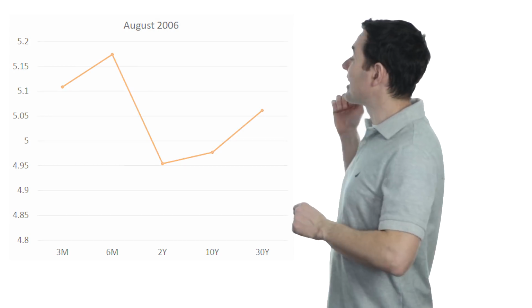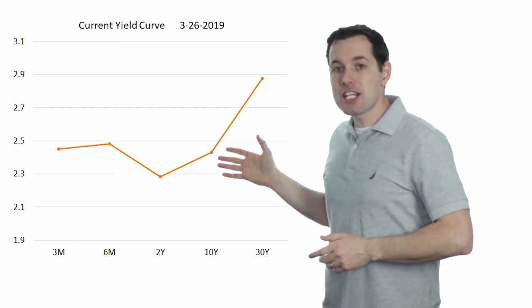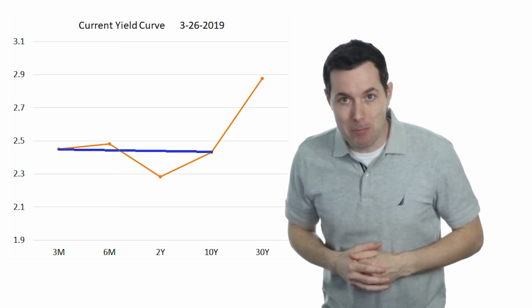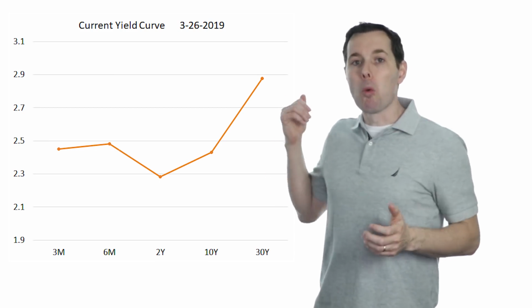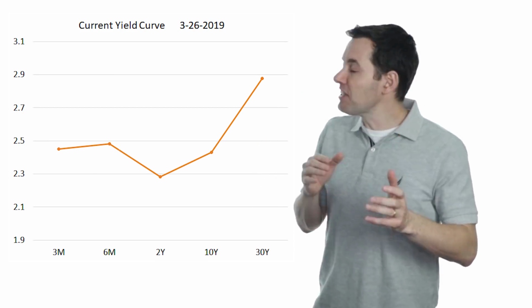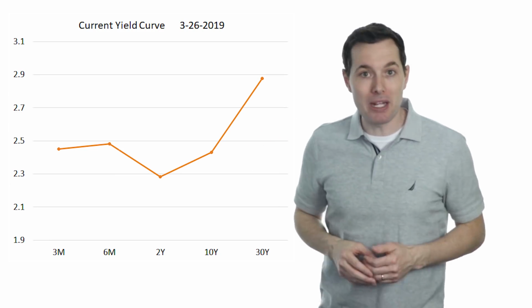Now, jumping back to today's yield curve, well, the answer is yes. The 10-year rate is lower than the 3-month rate, and this is a bad thing. In my opinion, what we need to do is watch this closely and see how the shape of the yield curve changes on a day-to-day basis, and a week-to-week basis.